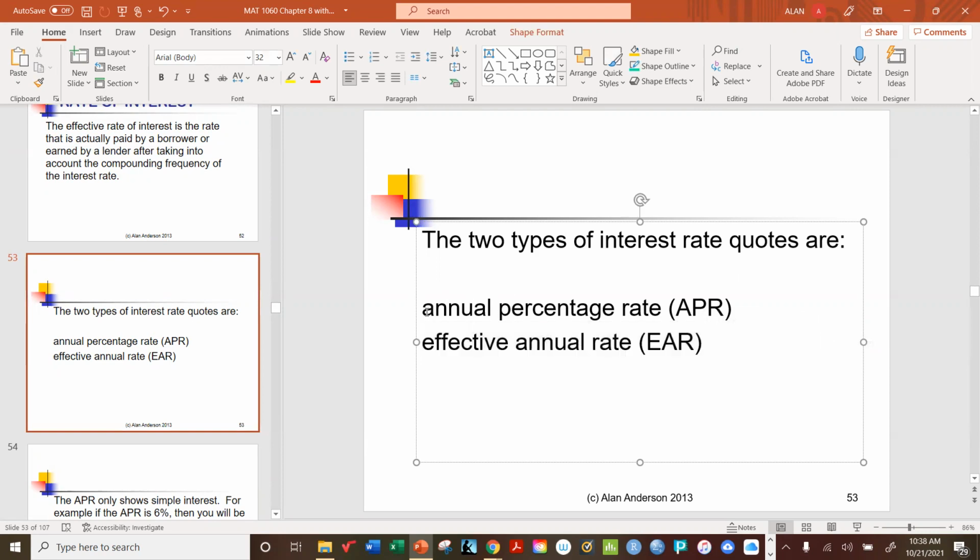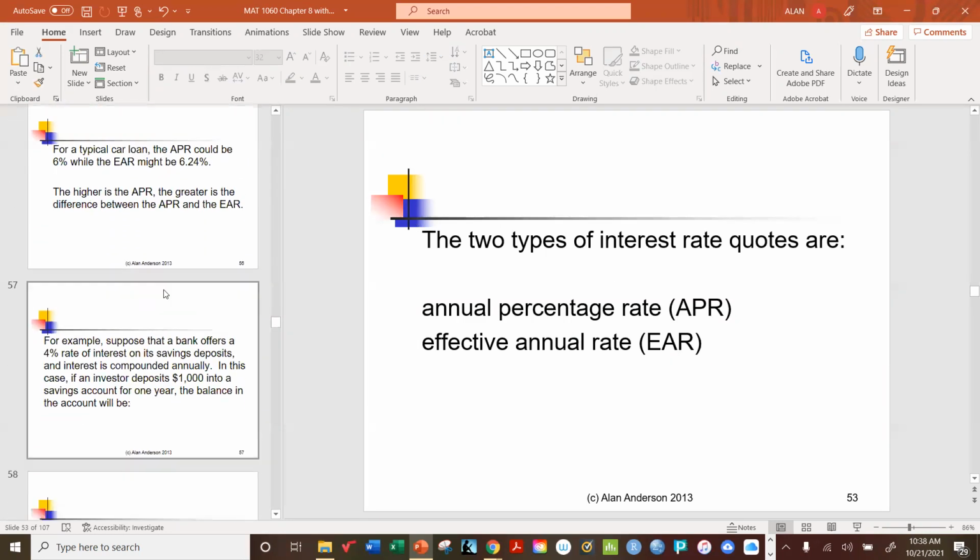It is derived from the APR, and what separates the two of them is the compounding frequency. So in other words, in order to calculate EAR, you need to know two things, the APR and the compounding frequency.